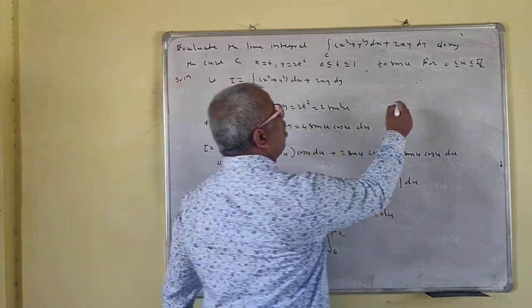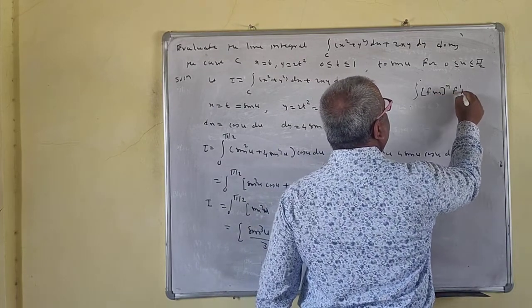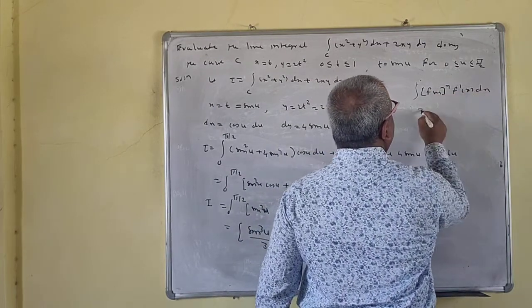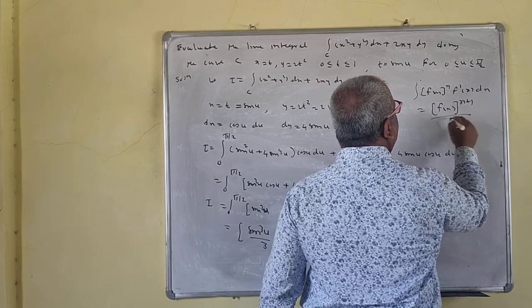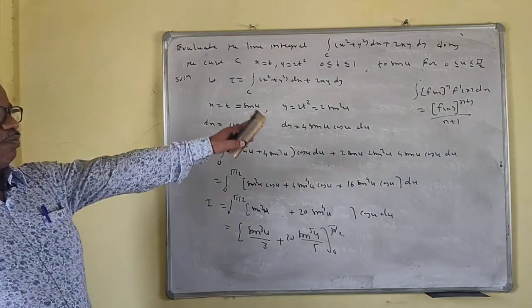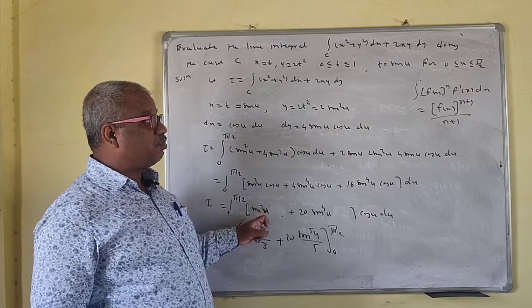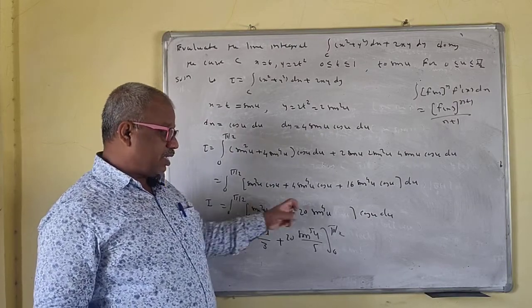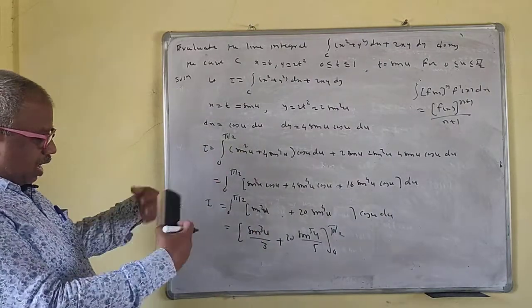So this is of the form f of x to the power n into f dash x dx. So this is f of x to the power n plus 1 upon n plus 1. This is the formula for the integration of f of x to the power n. Here sine u to the power n is there and its derivative is there, so you have to increase the power.